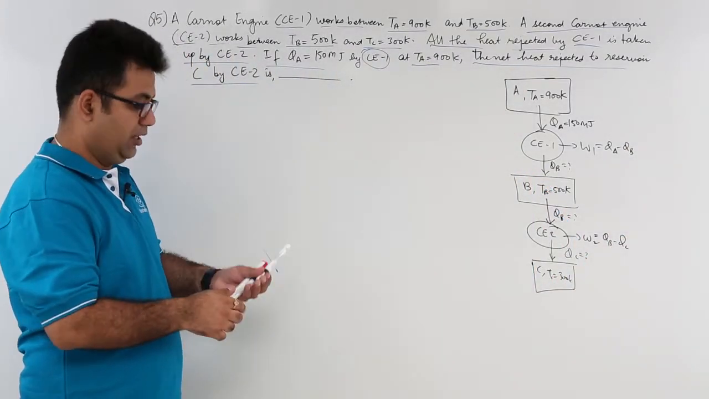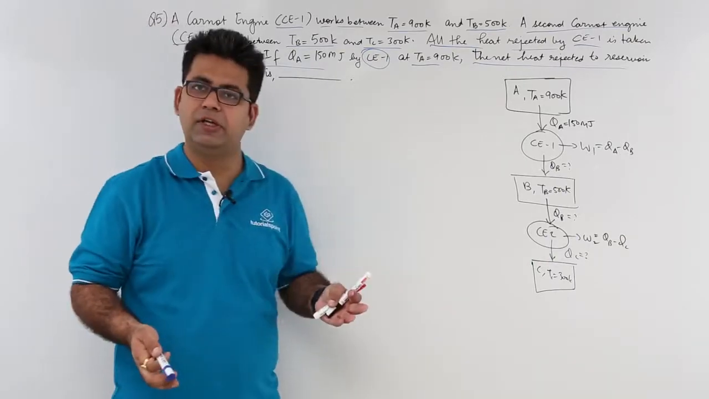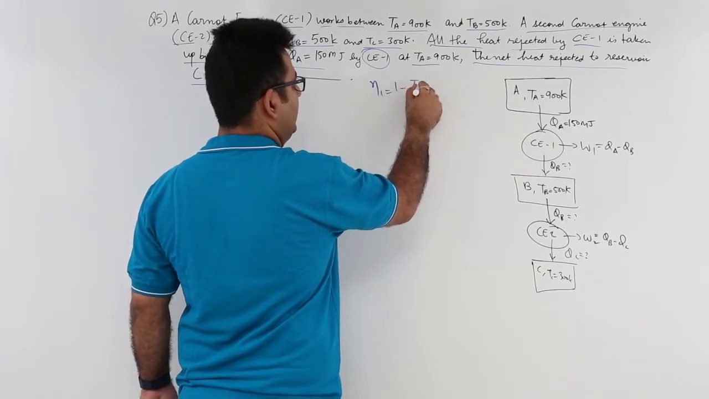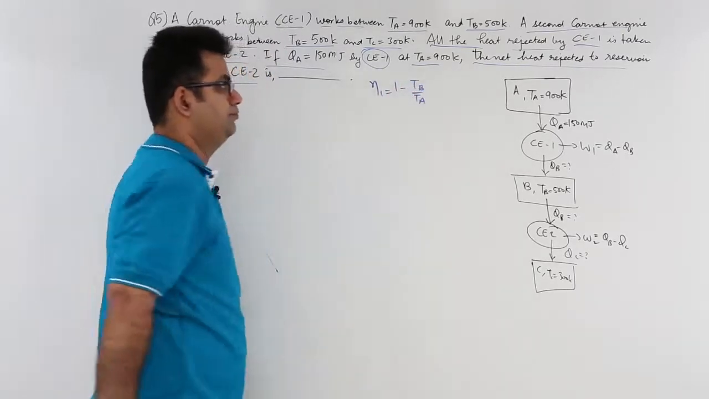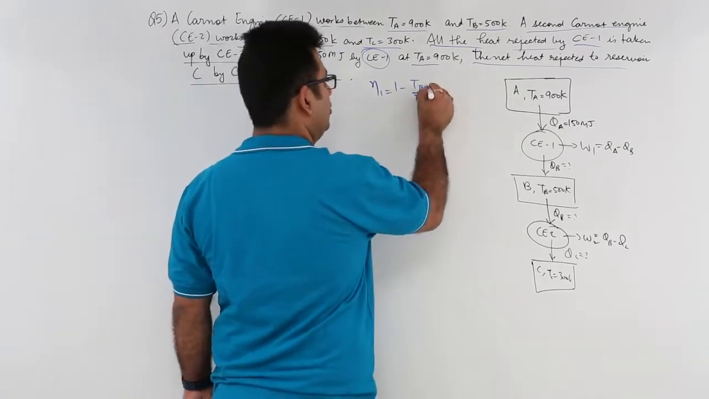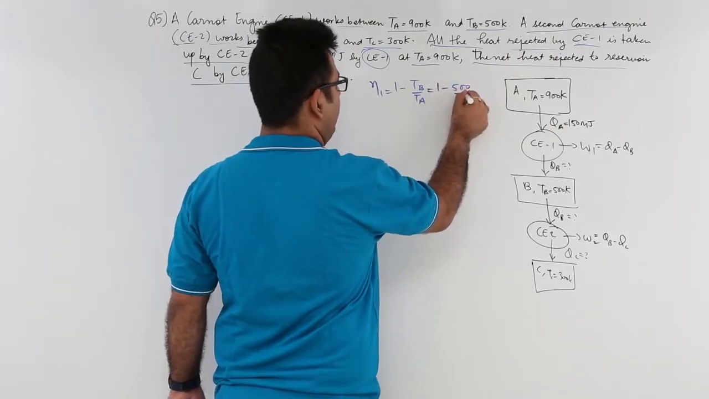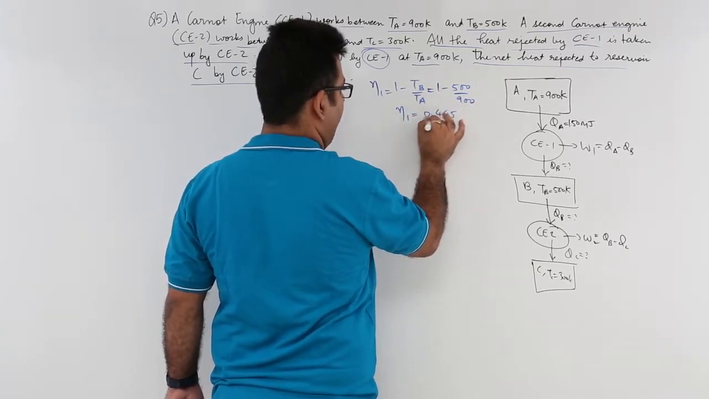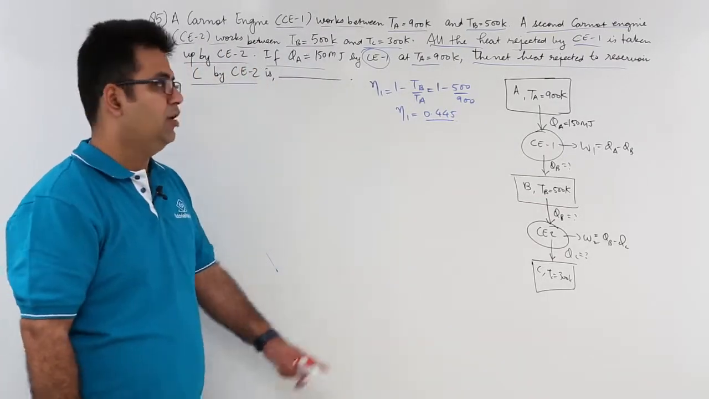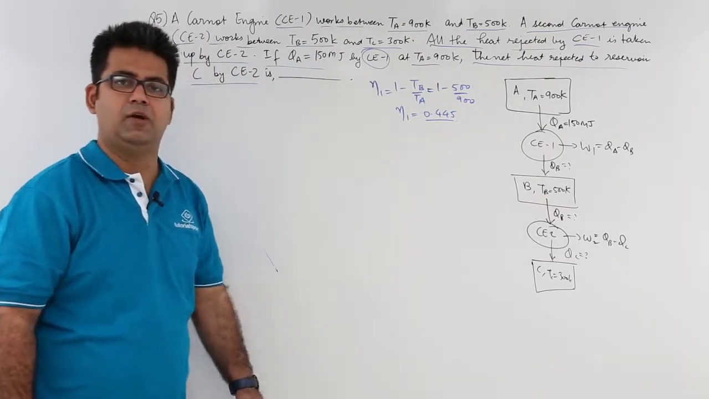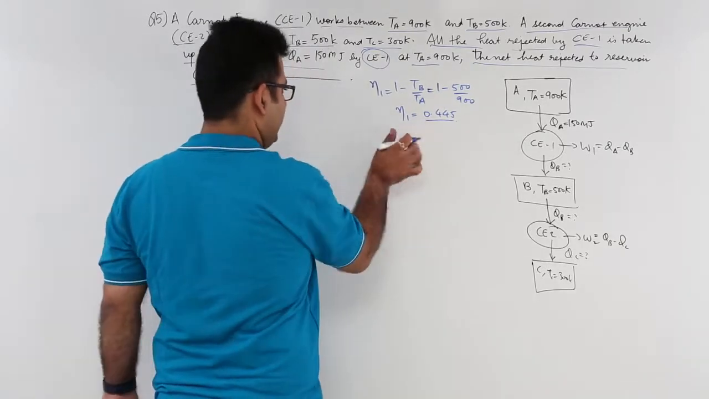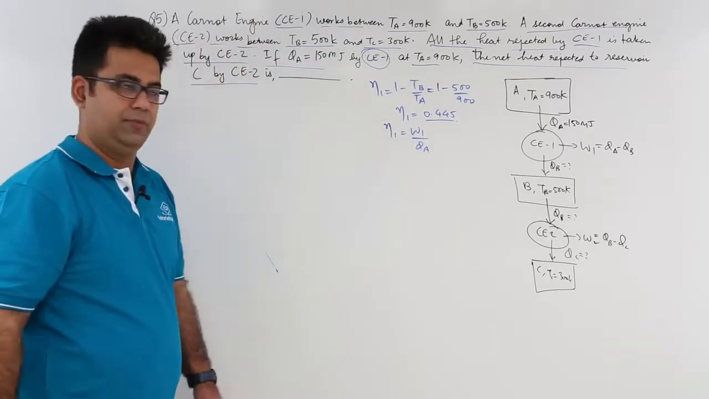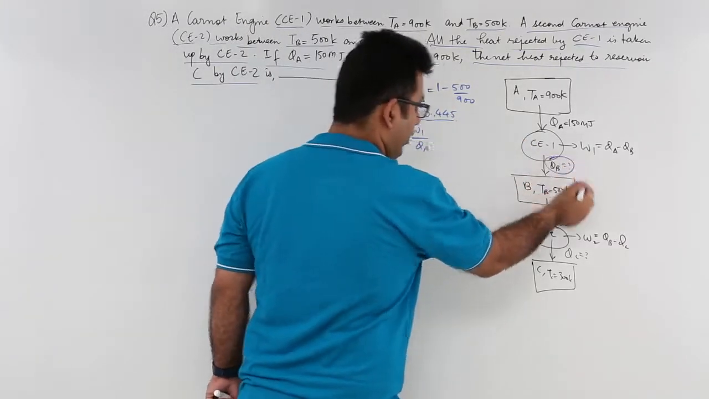Now because it's the Carnot engine, the efficiency of the first Carnot engine is equal to 1 minus TB upon TA. This would be equal to 1 minus 500 by 900. So eta 1 would be 0.445, so 44.5% would be the efficiency of the first Carnot engine. Now, this is also equal to the work output by the heat input. Because we need to find out QB first.